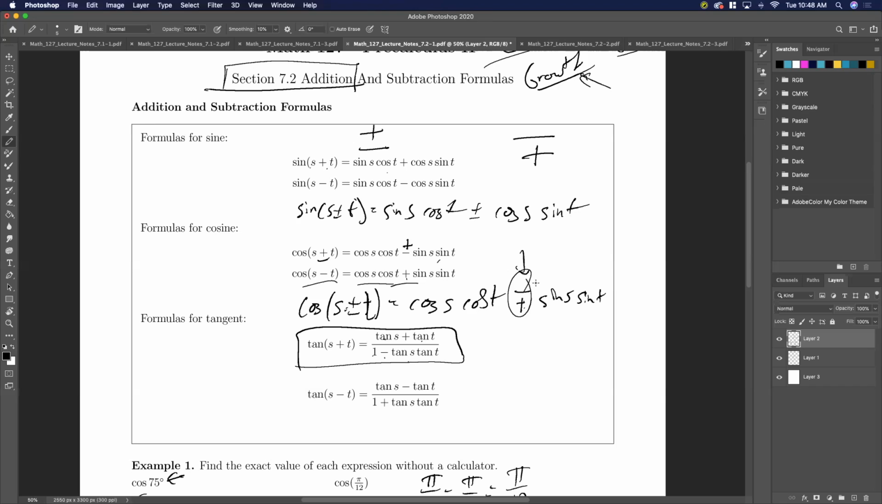Oh, it looks like an X. Yeah. No, when I circled it, I made an X. Sorry about that.